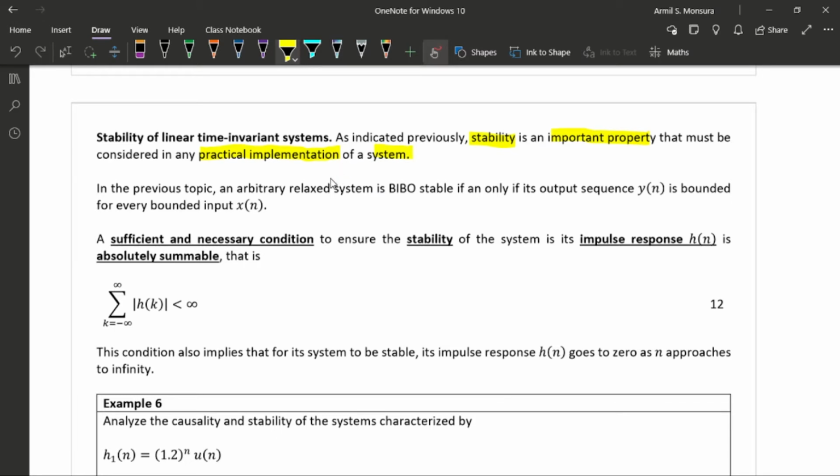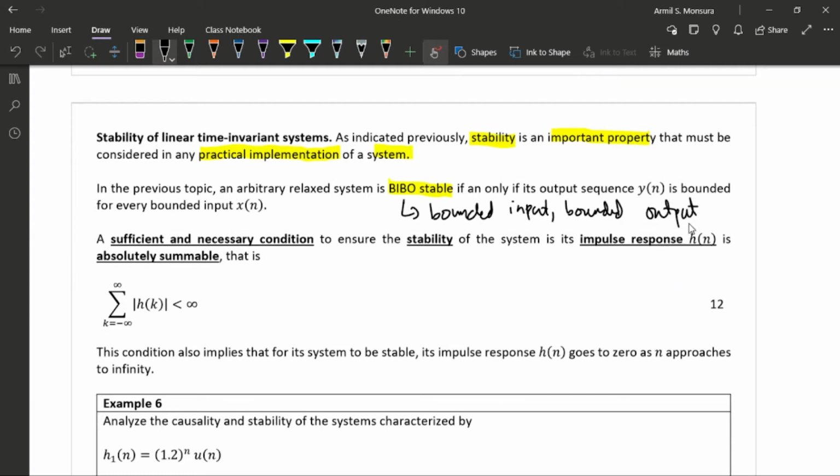Because when we're talking about an unstable system producing infinite amplitudes of voltage, that is rather dangerous. So, in the previous topic, we have used the BIBO stability to identify whether a system is stable or not. BIBO, again, stands for bounded input, bounded output.